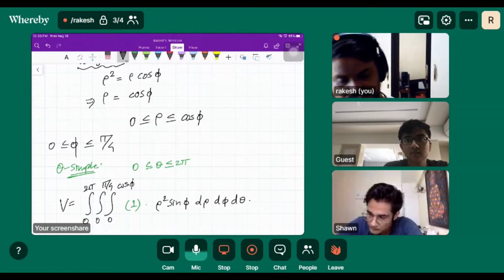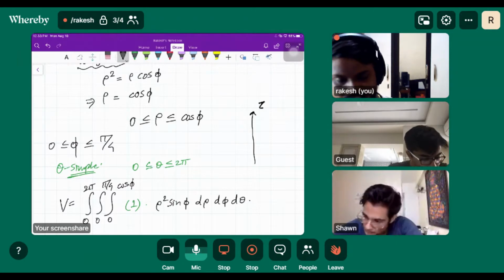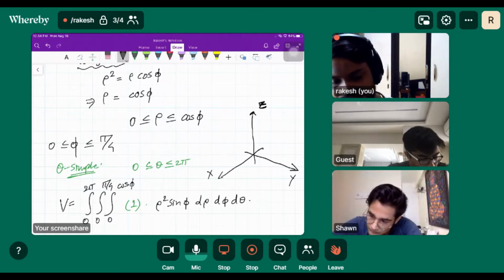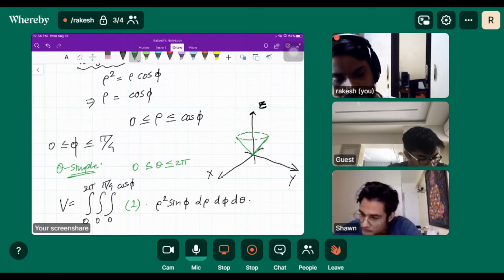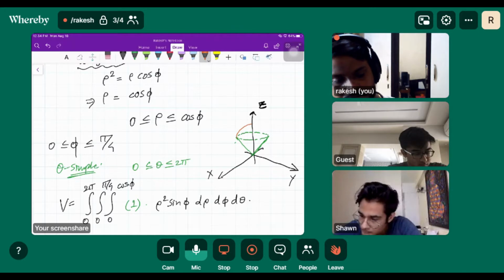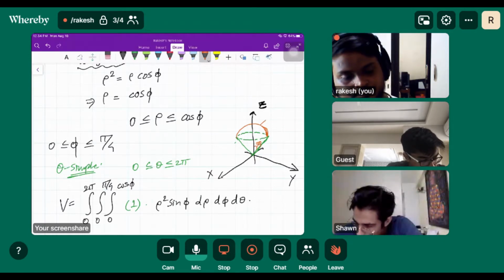For your understanding, I'm drawing the region here. Like if I refer this book with you, you should understand that. This is exactly like an ice cream.